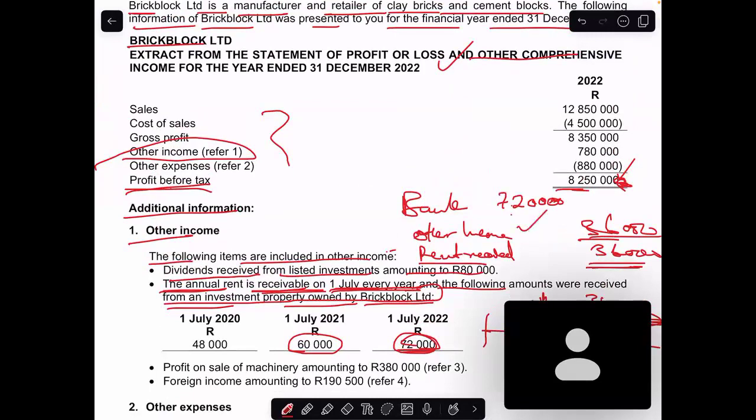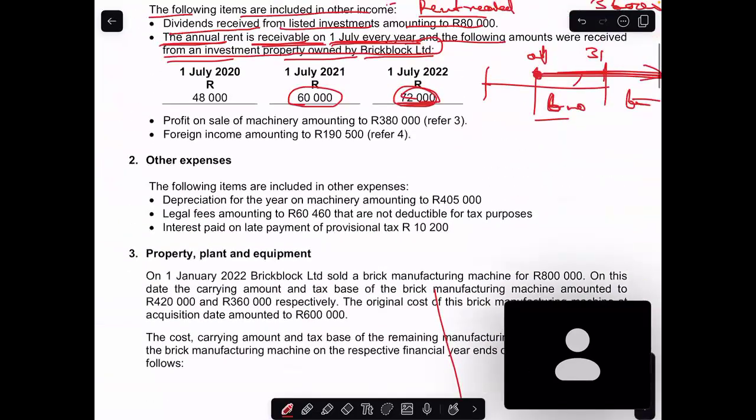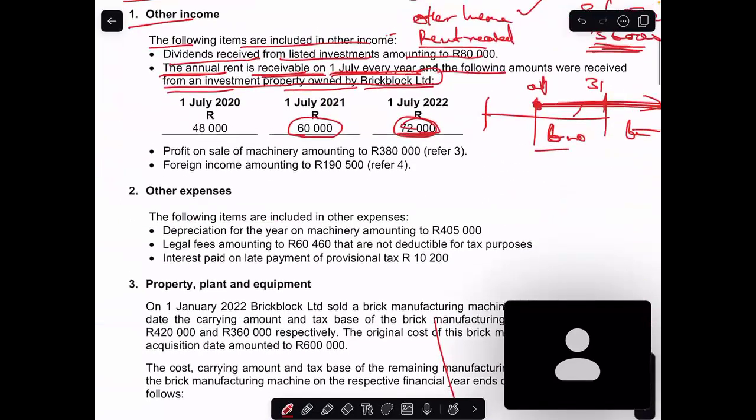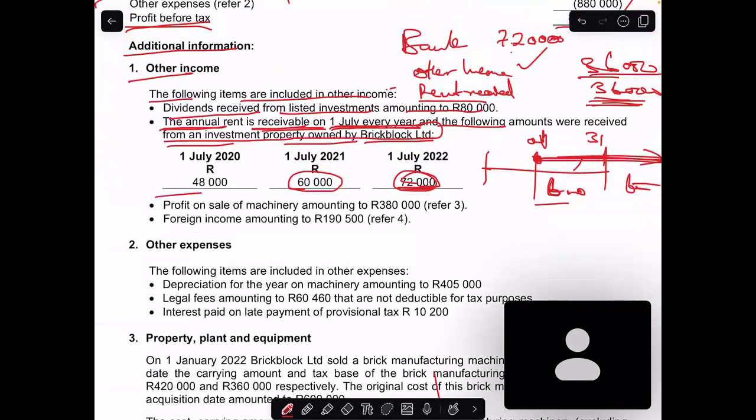Then in tax, we are going to include the total amount of 72,000 in gross income. How much did we include here in other income from rent? We only included 36,000. So it's not going to affect profit before tax. It will only give rise to deferred tax. How much of it will give rise to deferred tax is what is received belonging to the next financial period. That is 6 months.